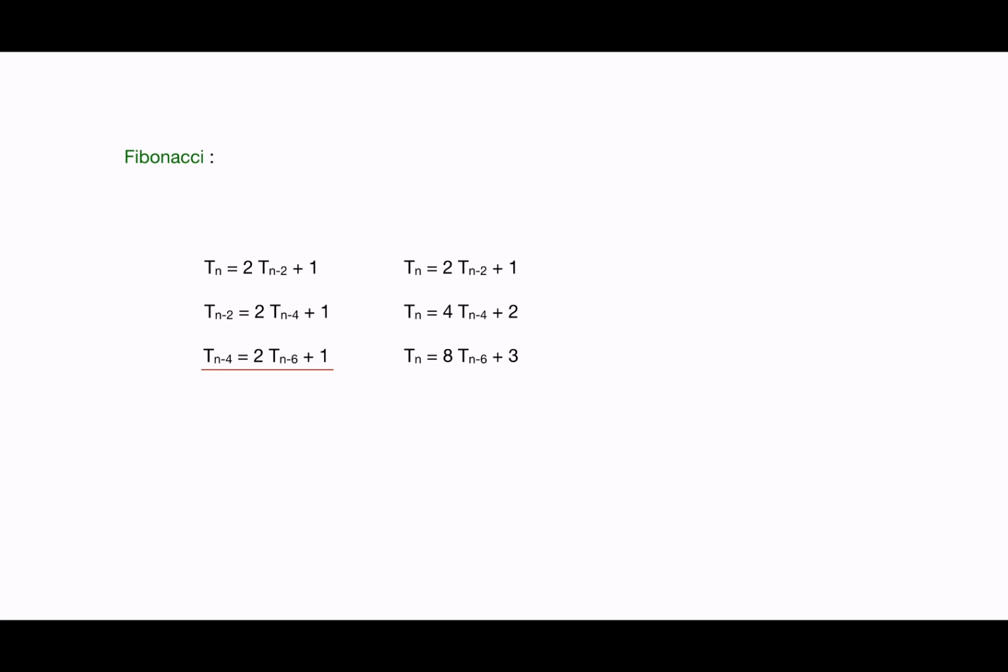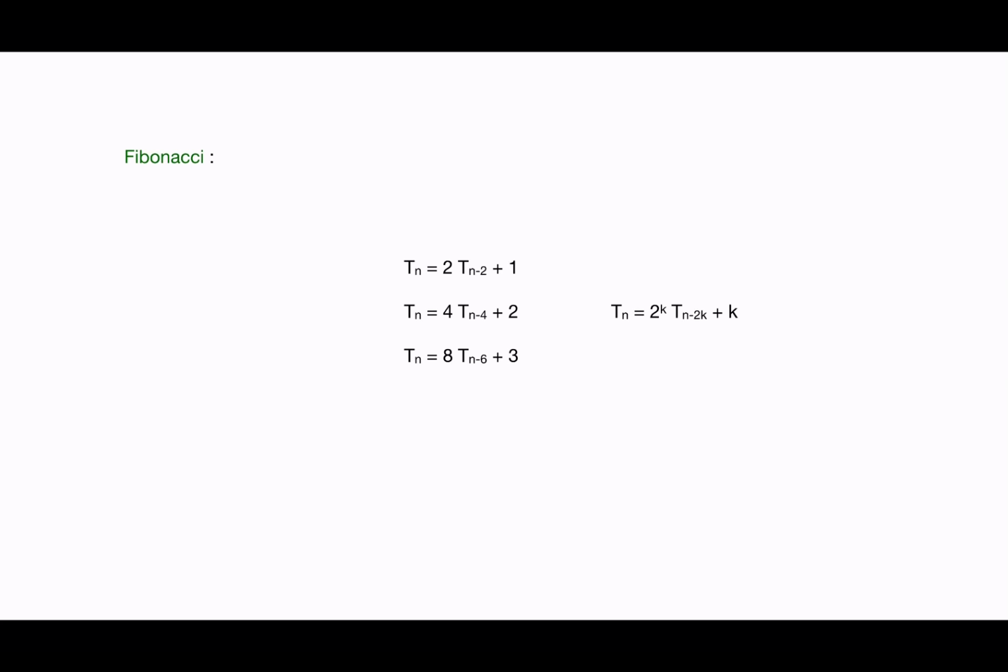So here we have n minus 2, n minus 4, n minus 6. So we can write these values as n minus 2 multiplied by 1, and then 2 multiplied by 2, and then 2 multiplied by 3, right? And the value getting added at the last, 1, 2, 3, these are also the same. So the relation we get is Tn equals 2 raised to power k times Tn minus 2k plus k, right?